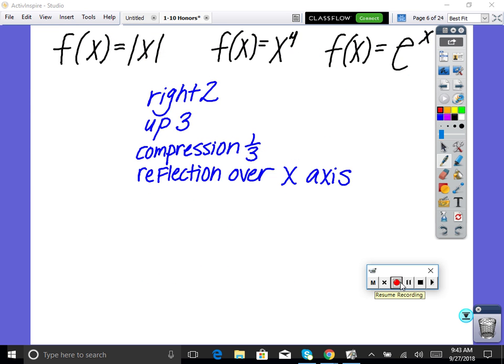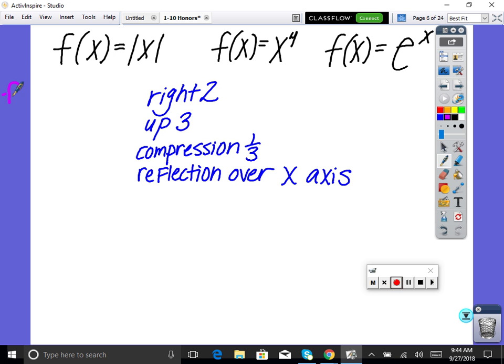Okay, once again, if you can transform a cubic function, you can transform any function because they all work the same. So looking up here, if I gave you the function f of x is equal to the absolute value of x, and asked you to do it right 2, up 3, compression of a third, reflection over x, you can't freak out because it works the same way.